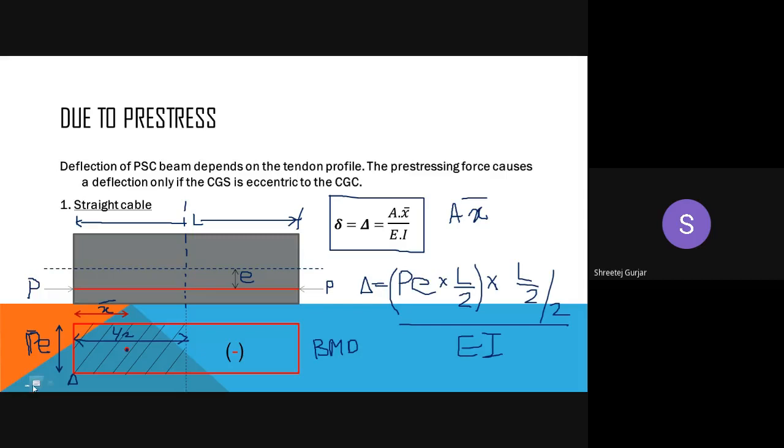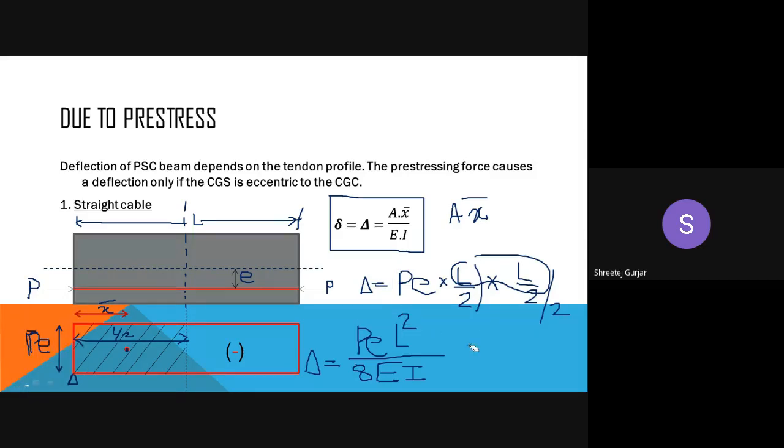Correct? So can anyone simplify this equation and tell me the final answer? Delta is equal to what finally? There will be EI at the bottom. There will be P, there will be E, and L into L, L squared, and 2 into 2 into 2, it will be 8. So it is PEL squared by 8 EI.